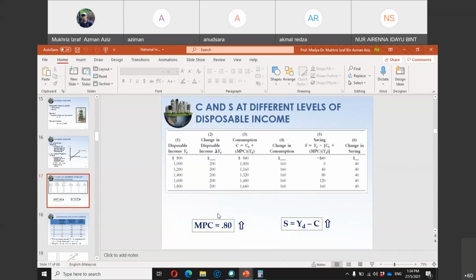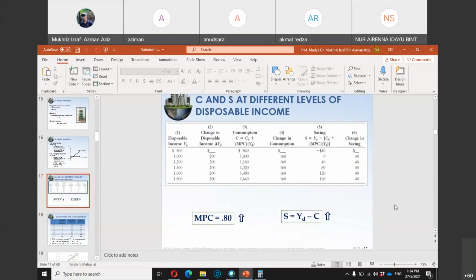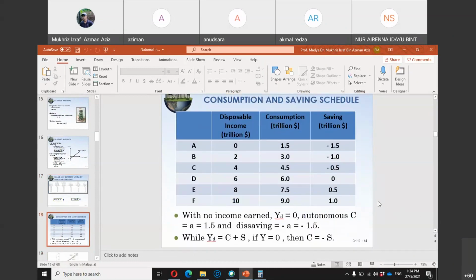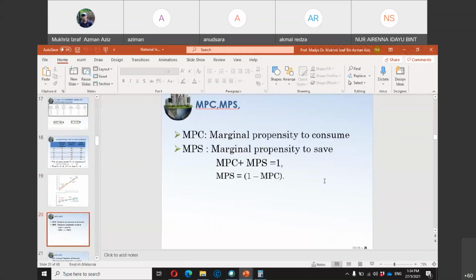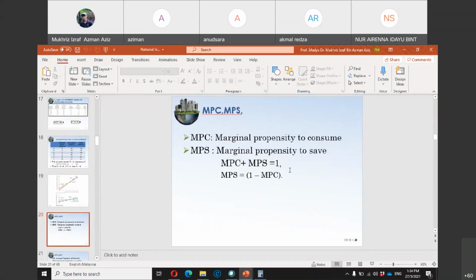So if you know MPC is 0.8, you can also calculate the amount. Let's forget about this slide first, because the focus for today will be on the multiplier concept. We also discussed this one last Monday.